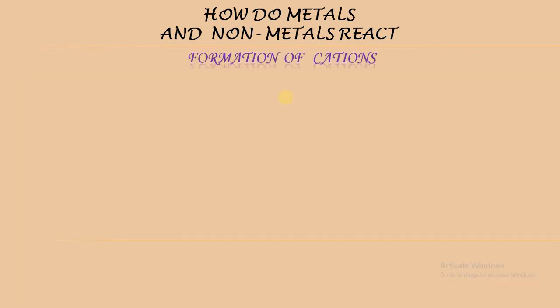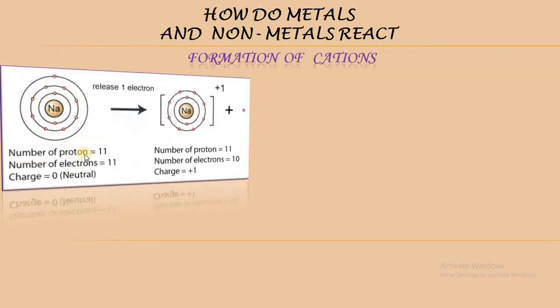Now we will see the formation of cations. Again, we are taking the example of sodium. In sodium, the number of protons is 11 and the number of electrons is 11. As the number of protons and electrons are the same, its charge is neutral. After releasing 1 electron, it gains a +1 charge. How? The number of protons will be the same, but after losing the electron, the number of electrons in this ion becomes 10. So it attains a charge of 1. And why is the positive sign here? Because it has lost an electron.